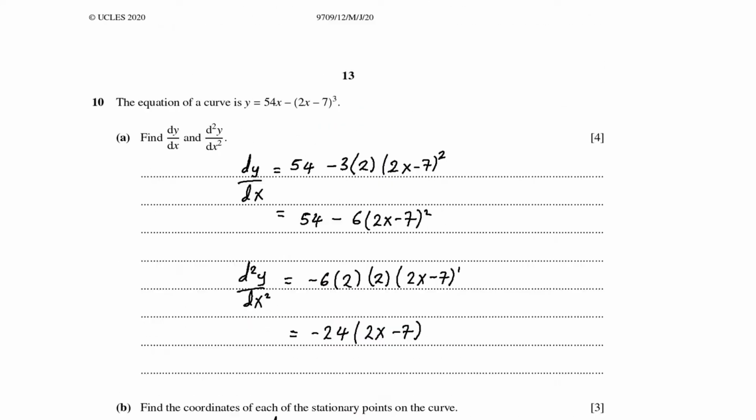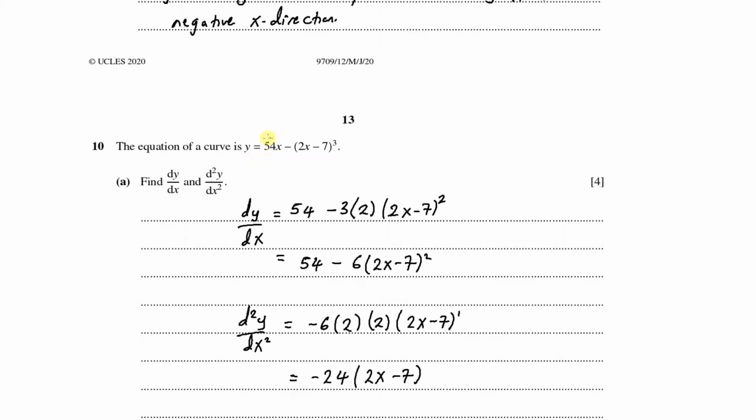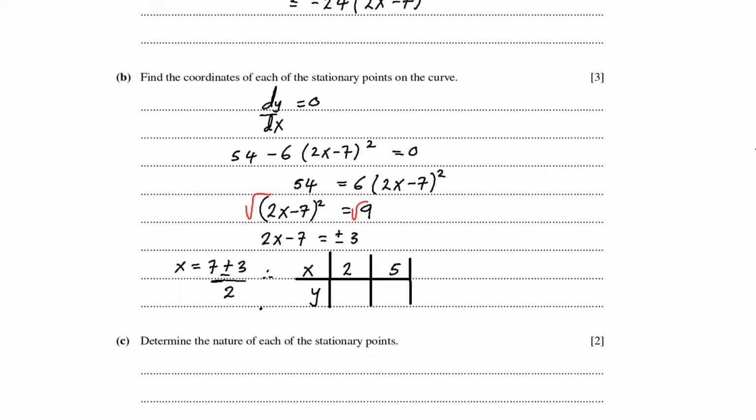So for the y values, I'll use the original equation, which is right here. So taking the original equation and placing it here and substituting 2 first. So when x is equal to 2, it means I'll be having 54 times 2 minus (2 times 2, that's 4, minus 7) cubed. So that's 54 times 2 is 108, minus 4 minus 7, that's minus 3 cubed, is minus 27, so it's plus 27, and 108 plus 27 gives us 135. So 135 is one of the answers.